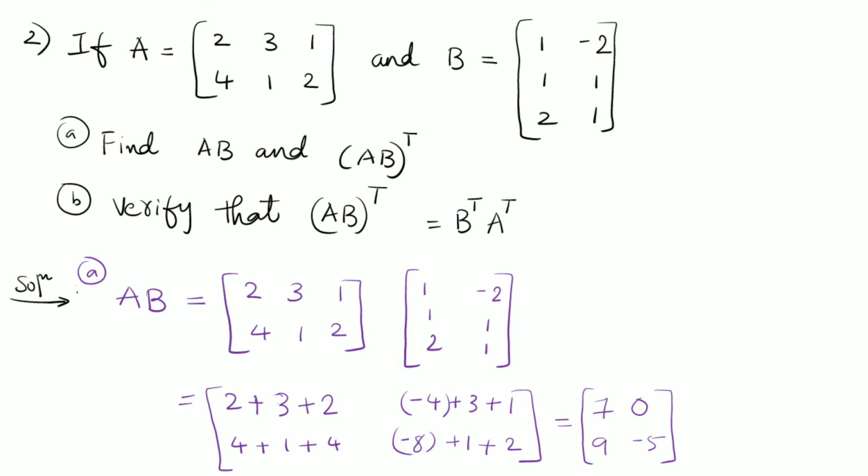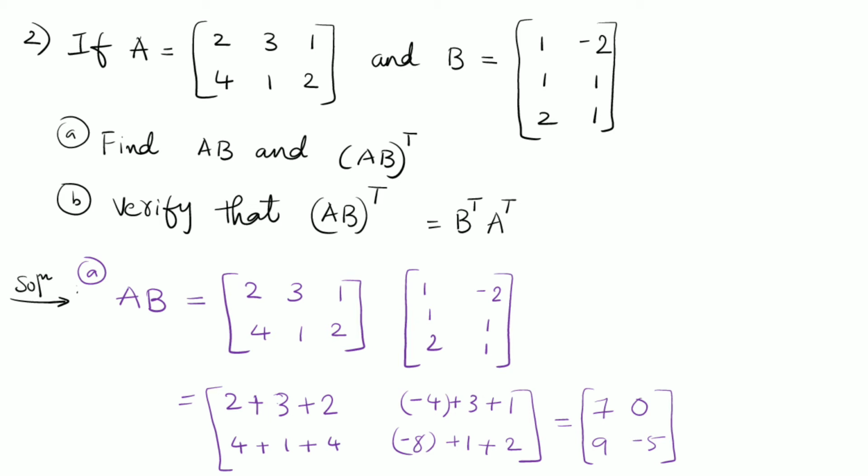In the next question, if A is equal to matrix 2 3 1 4 1 2 and matrix B is equal to 1 minus 2 1 1 2 1, you have to find AB. AB means you have to multiply A and B matrix. You will get an answer for that. And then you have to find AB whole transpose. You have a bracket along with AB. So that means the answer you are getting for AB, you have to take the transpose of that matrix. In the second question you are having, verify that AB whole transpose is equal to B transpose into A transpose.